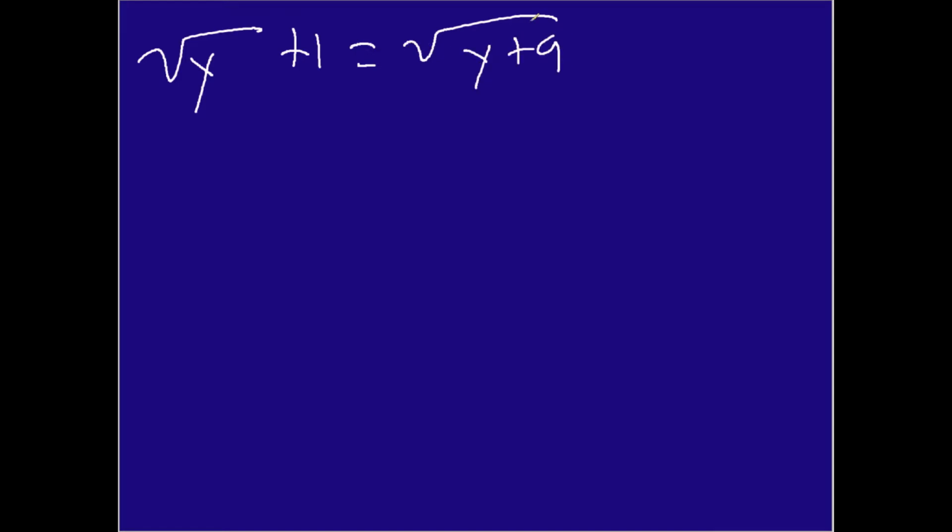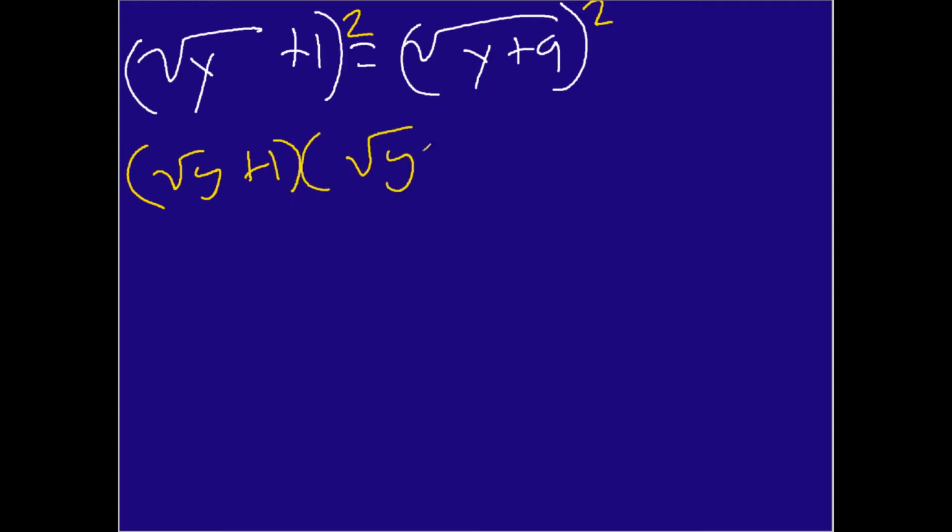So the first thing we want to deal with is that we need to get rid of the radical. And so we do that by squaring. If I square this, raising it to the second power, I end up with the square root of y plus 1, the square root of y plus 1, equals y plus 9. Now I need to deal with the magic that's happening over here on the left hand side of the equal sign.